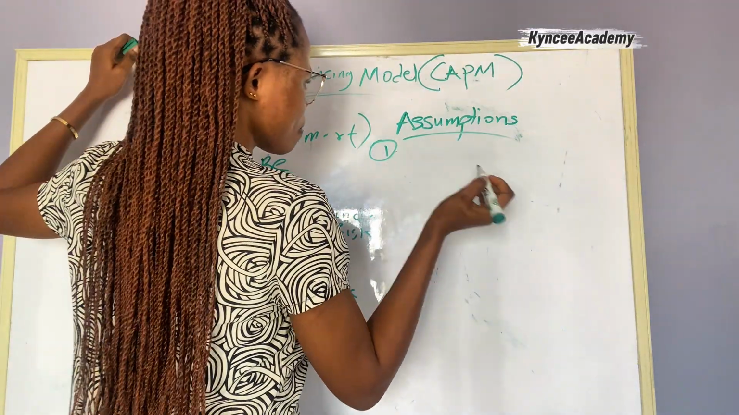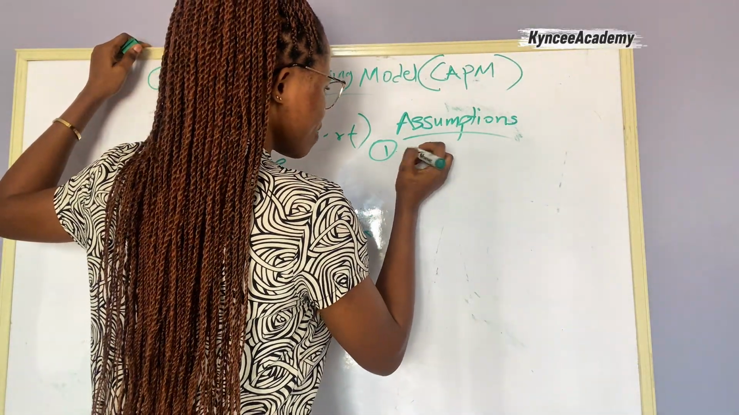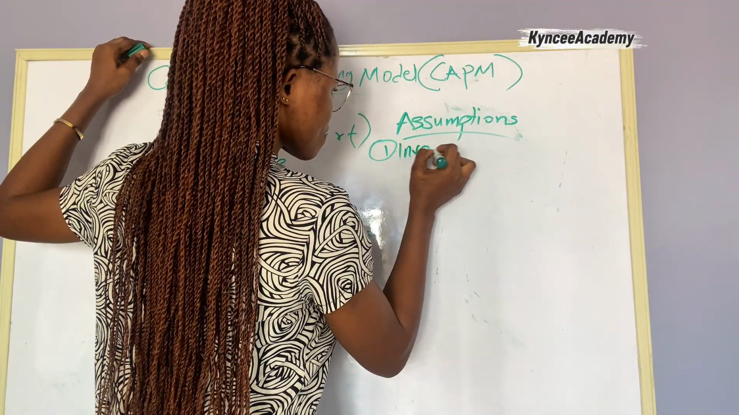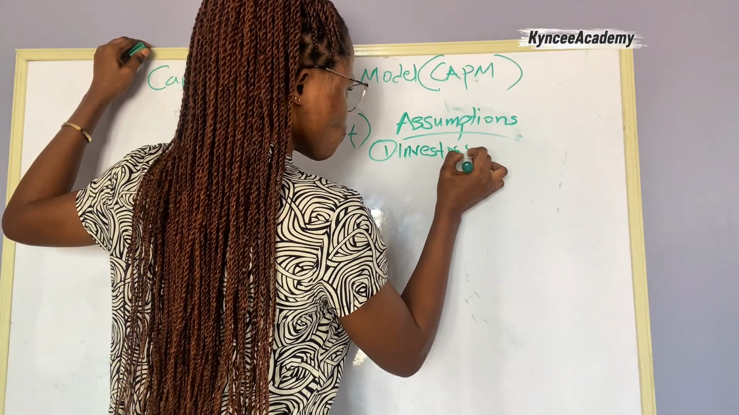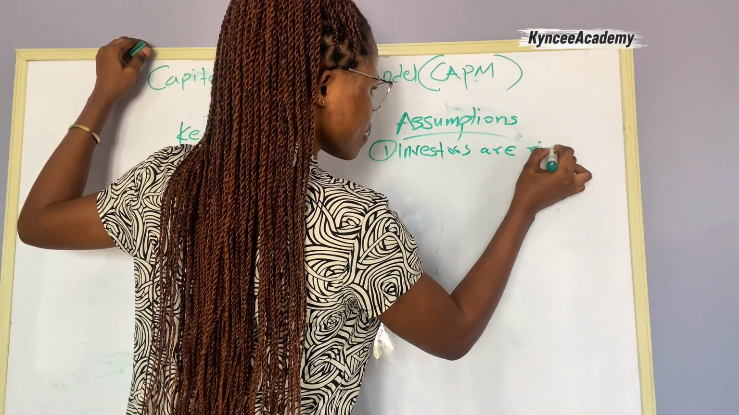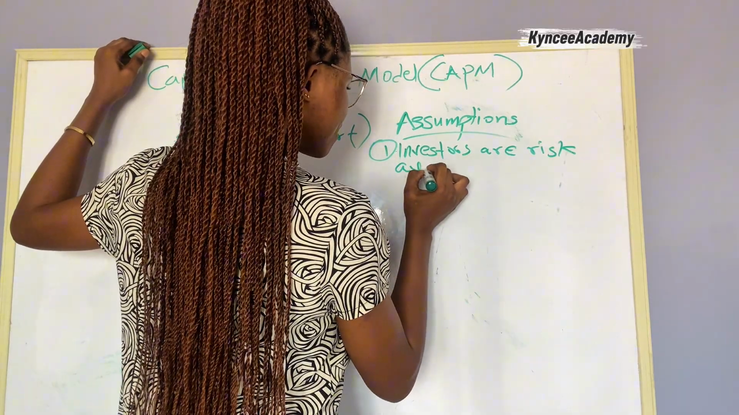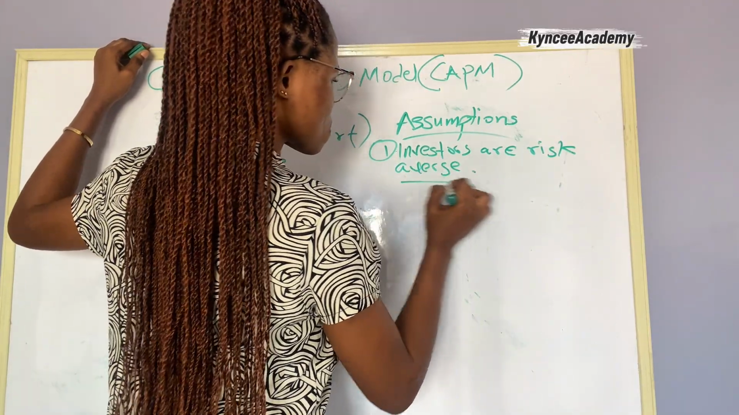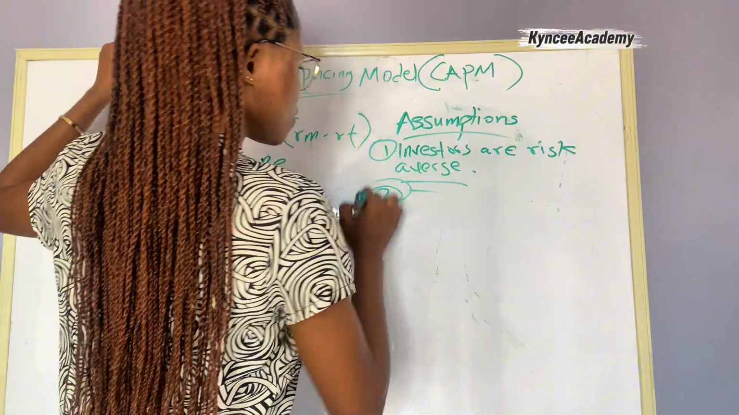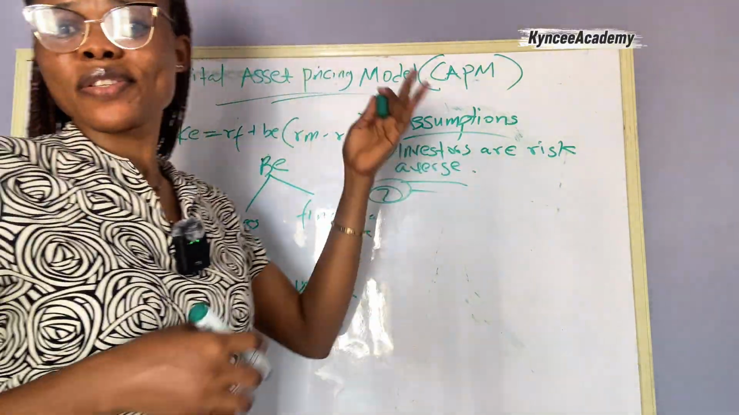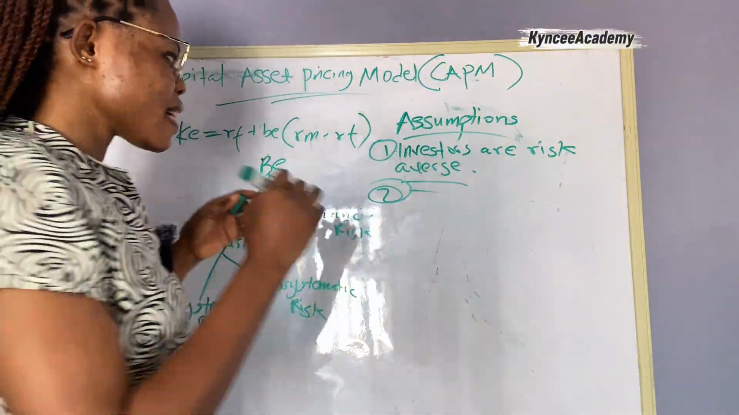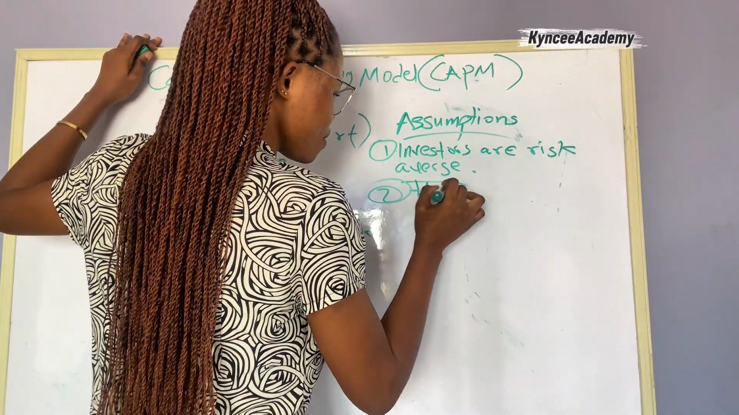Okay, we said investors are risk averse. Number two, but in real life, this is not true. It's not true. We said that homogeneous expectation.